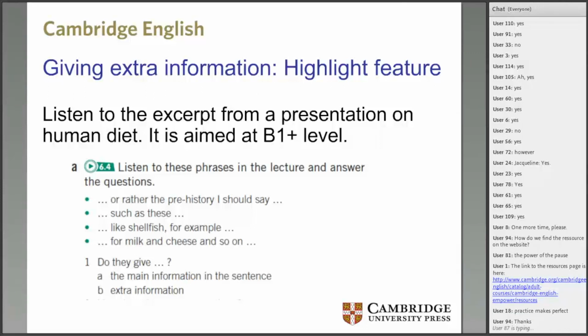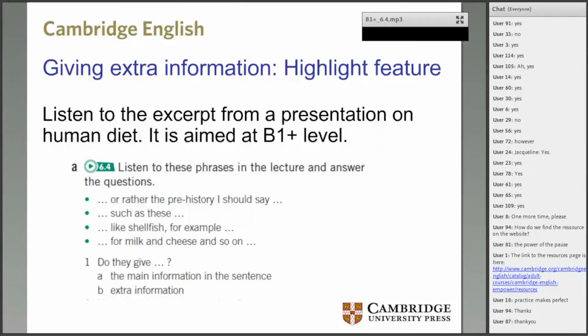Okay, so now we have a second feature. This is an excerpt from a presentation yet again. The topic of the presentation was human diet, and it was also aimed at B1 plus level. It's focusing on the feature of giving extra information. What you're going to hear, you can see the 4 bullet pointed utterances. You're actually going to hear 4 different excerpts from the presentation, and you will hear language around the bullet pointed utterances. What the students need to do is just listen for those little bits of language and decide if they're giving main information or extra information.